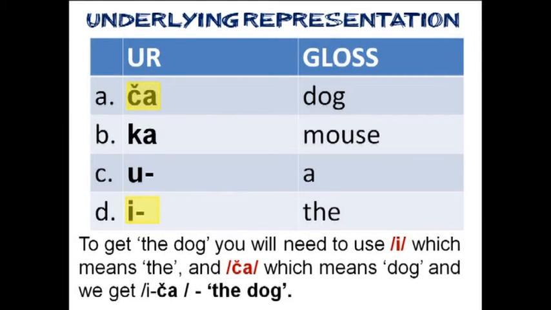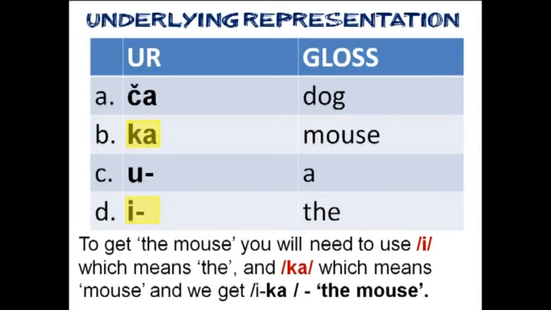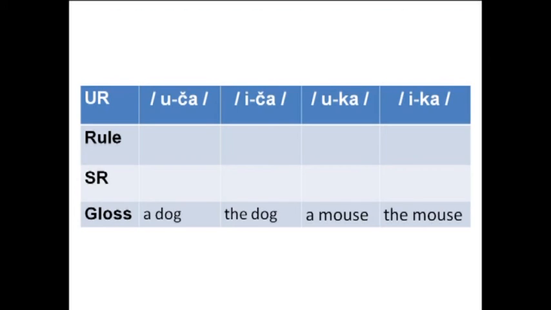To get the dog, you need e and cha, and you'll get echa. To get a mouse, take u and ka, and you'll get uka. And to form the mouse, you need e and ka, and you get eka. So we are done with our underlying representation, and we have ucha for a dog, echa for the dog, uka for a mouse, and eka for the mouse.